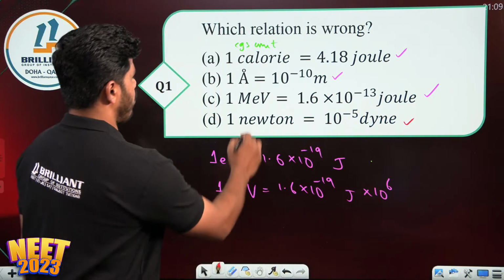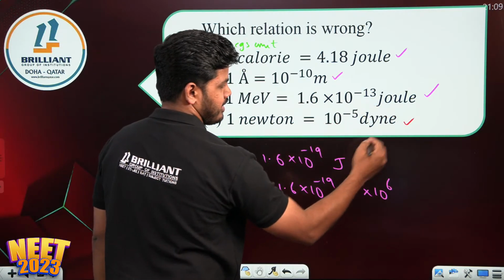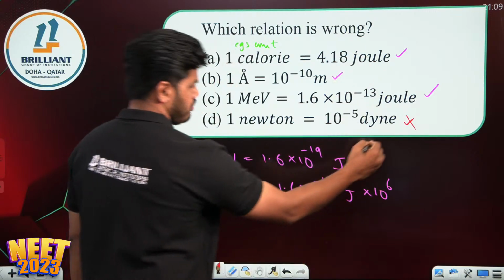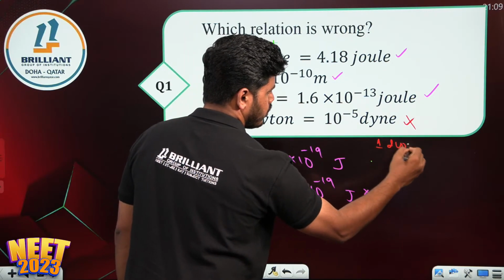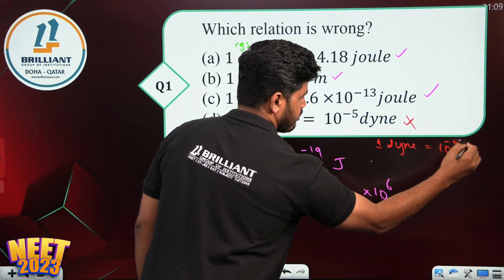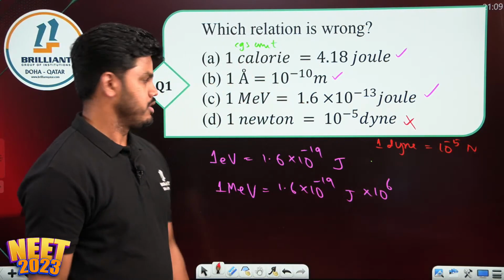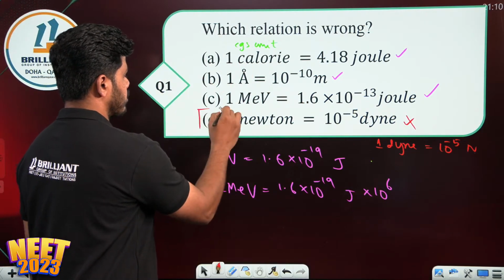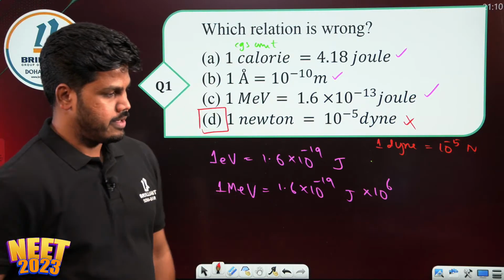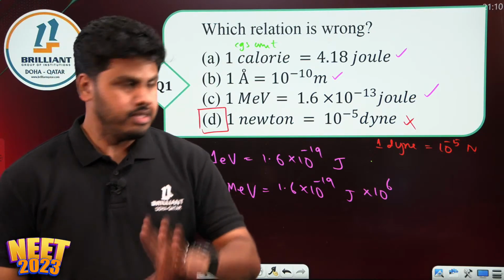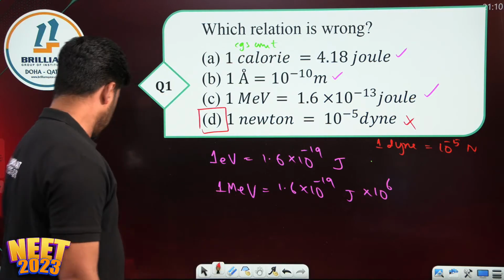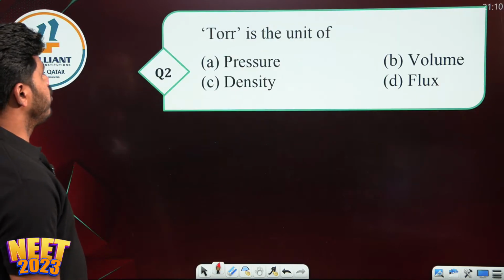Yes, exactly. 1 Newton is 10 raised to minus 5 dyne is wrong. But 1 dyne is equal to 10 raised to minus 5 Newton is the correct relation. So D is the answer, the wrong relation in the given options. See how simple the question is, but we commit careless mistakes. Okay, moving on to the next one.